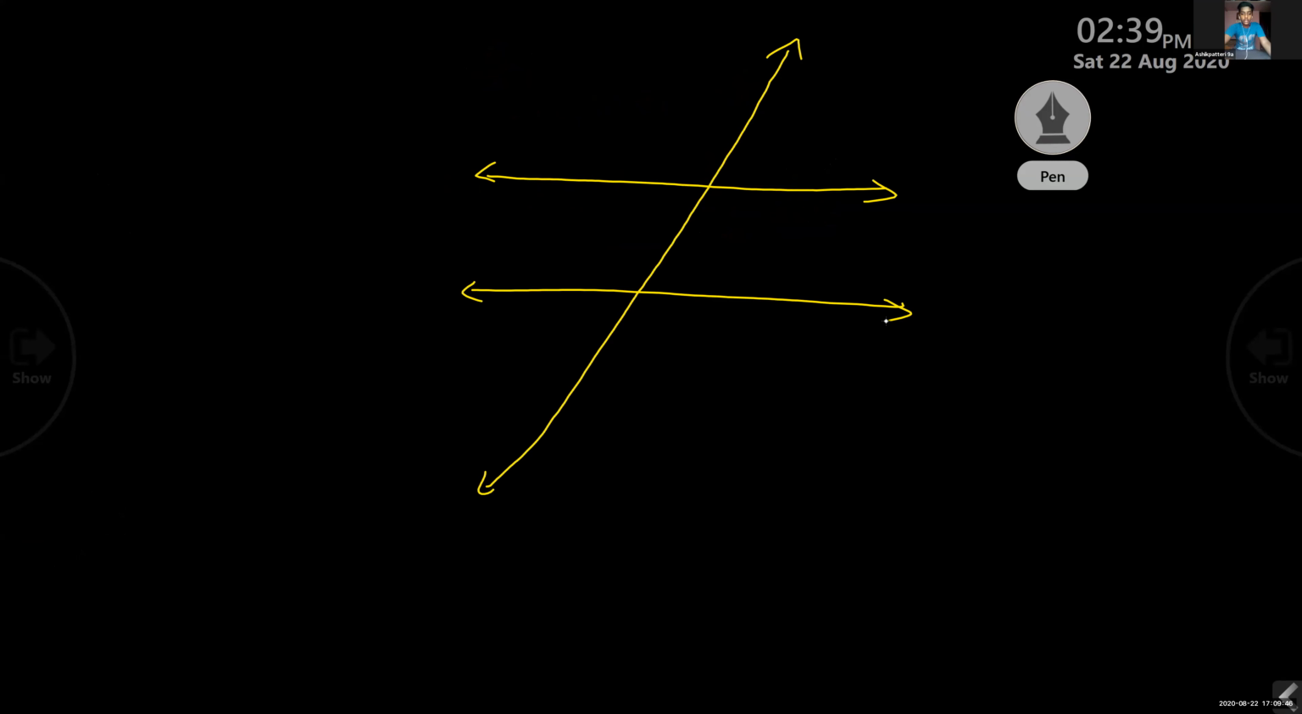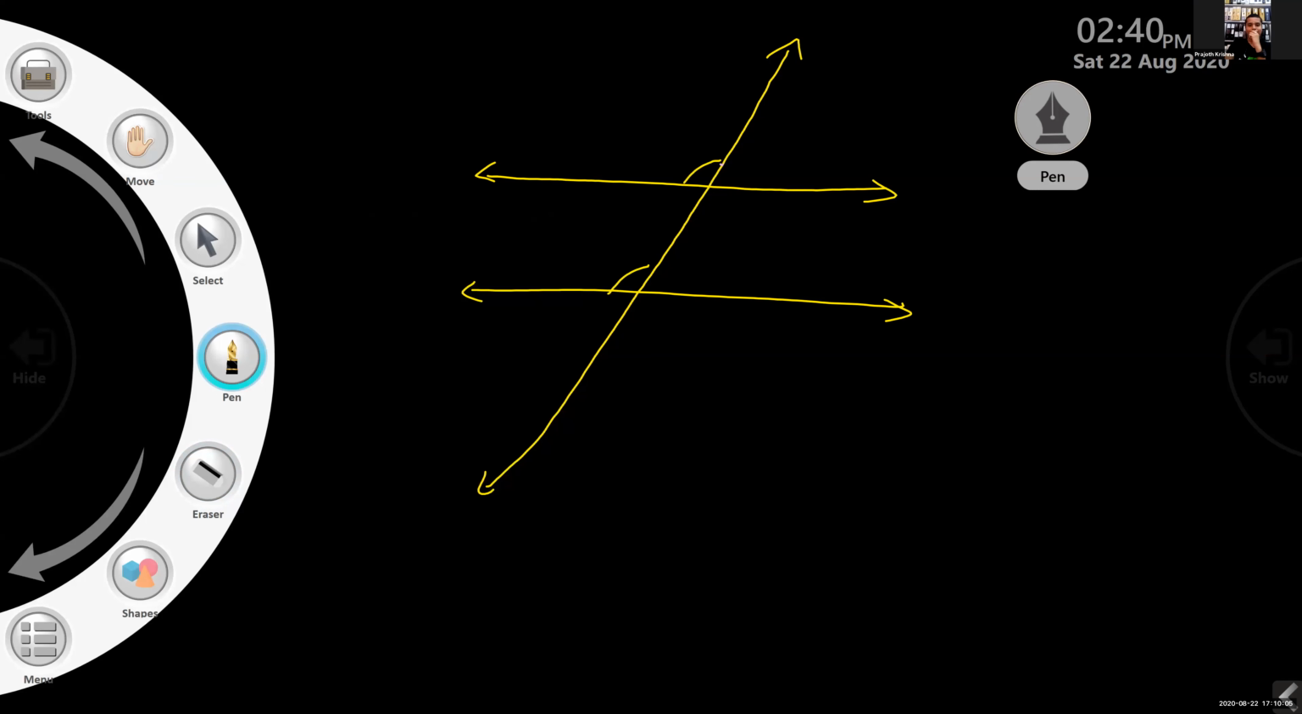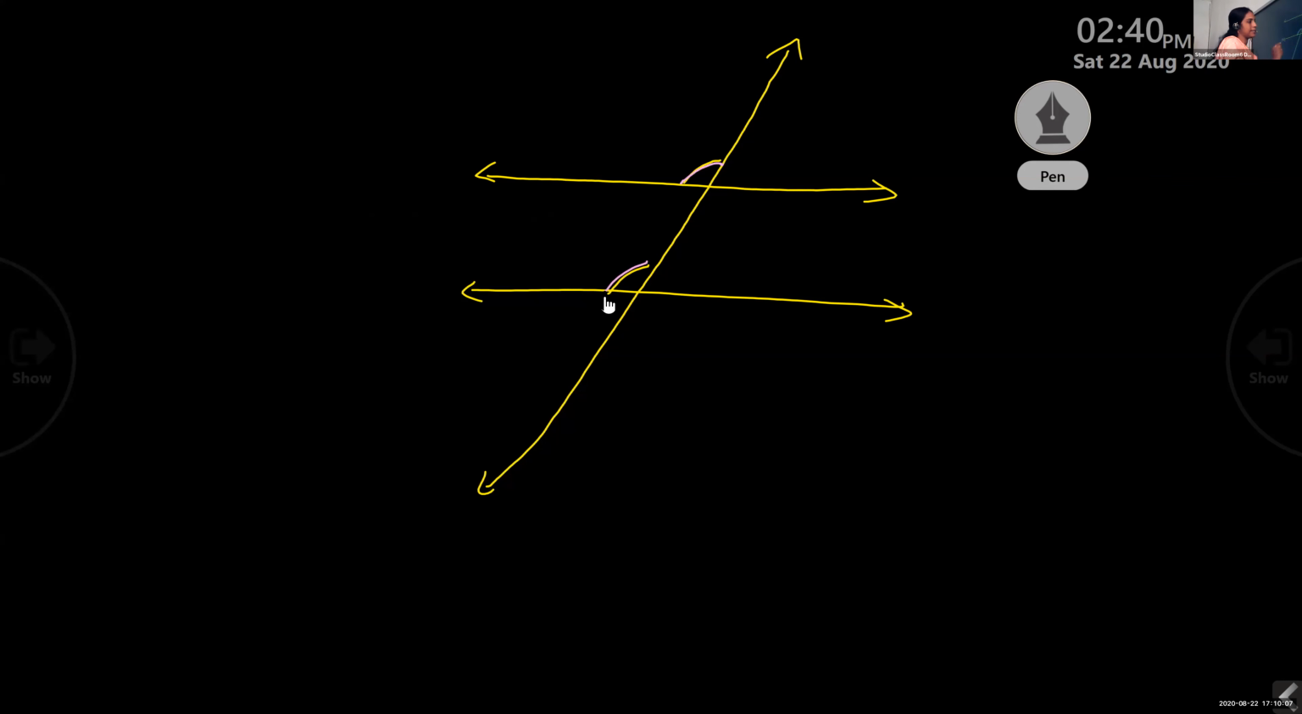Alternate angles, interior angles on the same side of the transversal. Very good, Ashit. Prajod, can you name these two angles? Corresponding angles, because they come in the same place. Corresponding angles are always equal.